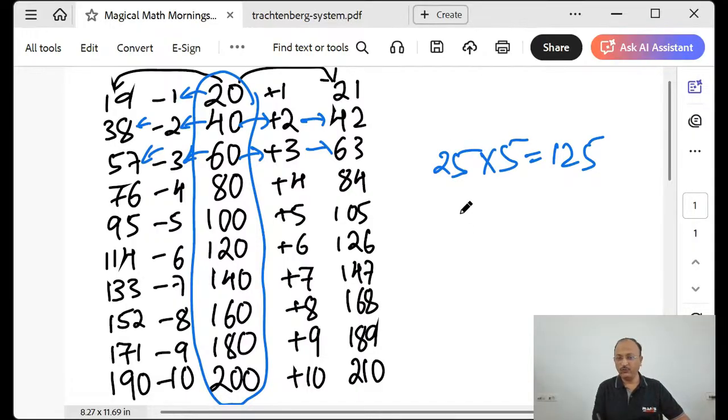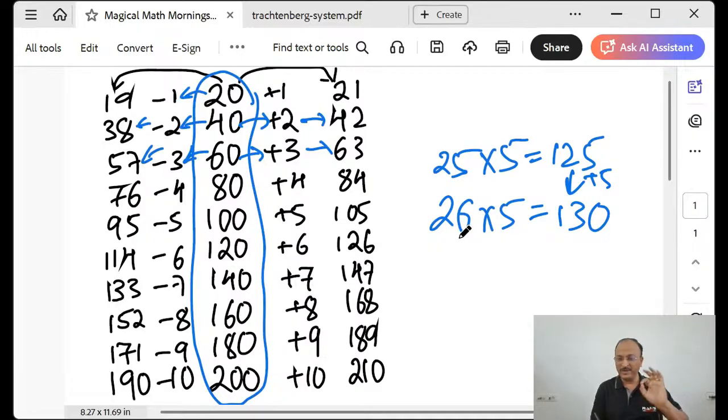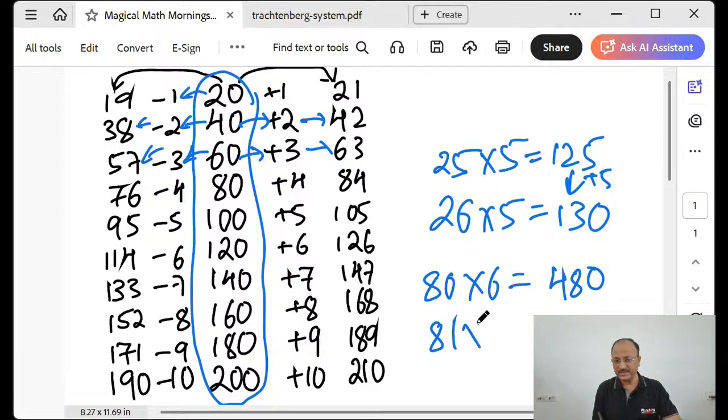125. If you want to know 26 fives, you just add 5 to this because it is multiplied by 5. No? You add 5 to this, 26 fives are 130. So whenever you know the familiar tables like 20, 25, 30, 40, 50, 80. For example, 80 6s are 480. So if you want 81 6s, what are you going to add? Just add this 6, you will get 486.